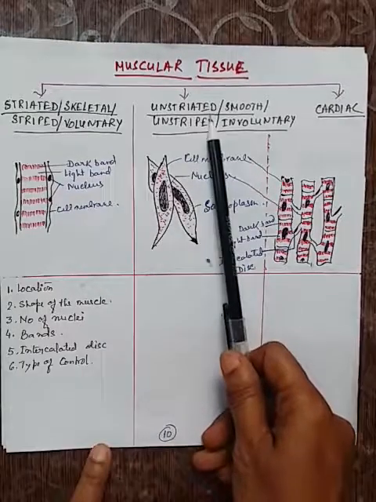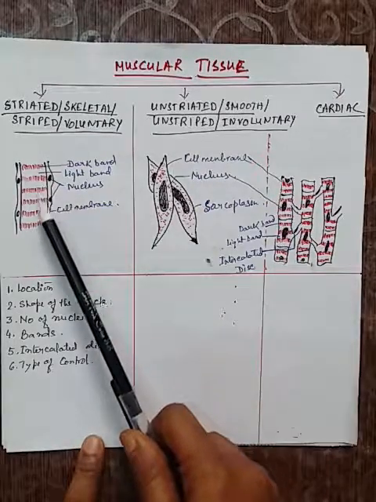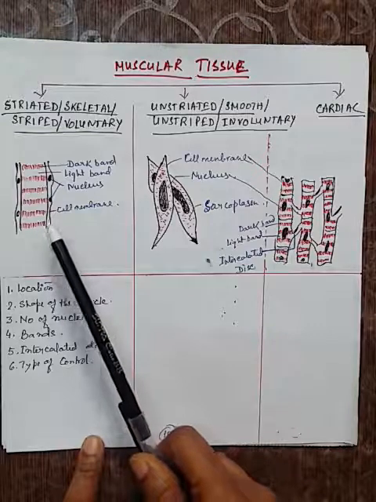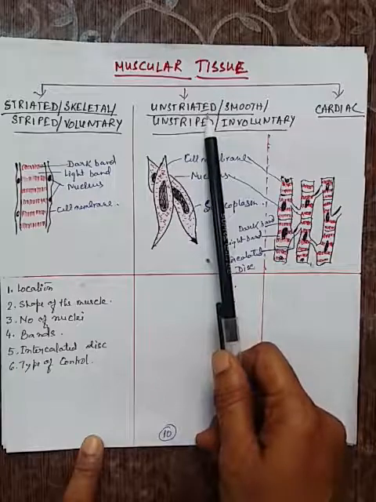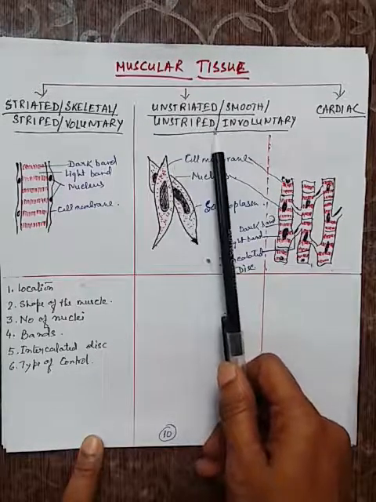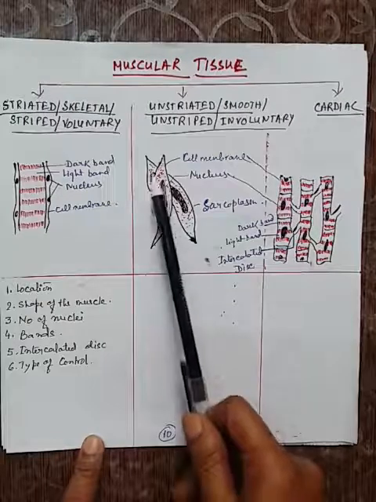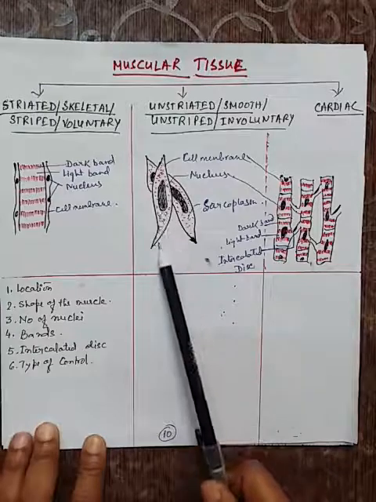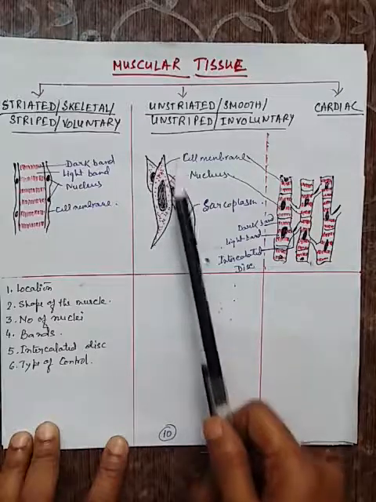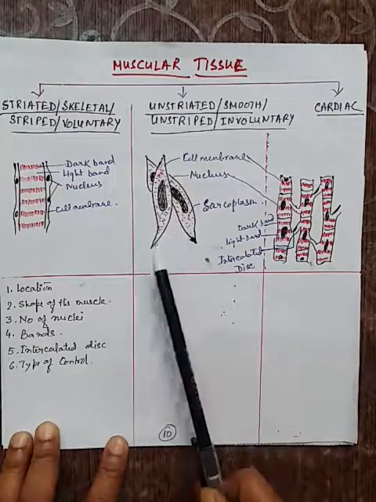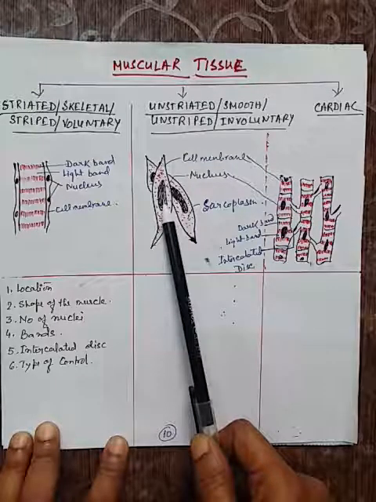Next one is unstriated muscle, that means the striations, the dark and light bands that were present in the striped muscle, are absent here, so they are called unstriated or unstriped muscle. Why are they called smooth muscle? Because they don't have striations and they have dense cytoplasm within each and every cell. The shape of the cell also is different. Two tapered ends are present. They are spindle shaped. A prominent nucleus is present within each and every cell.